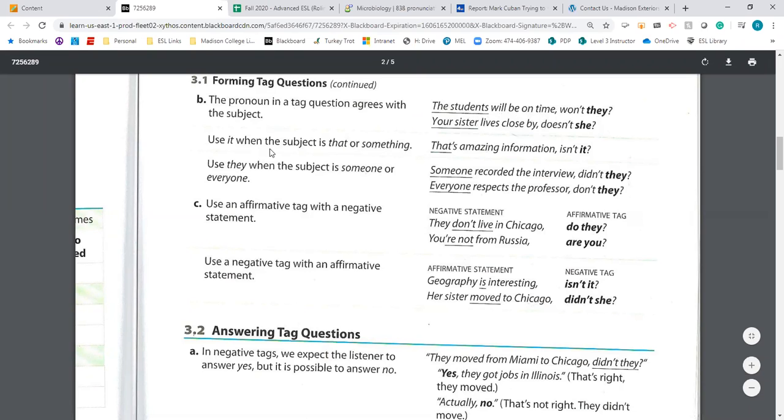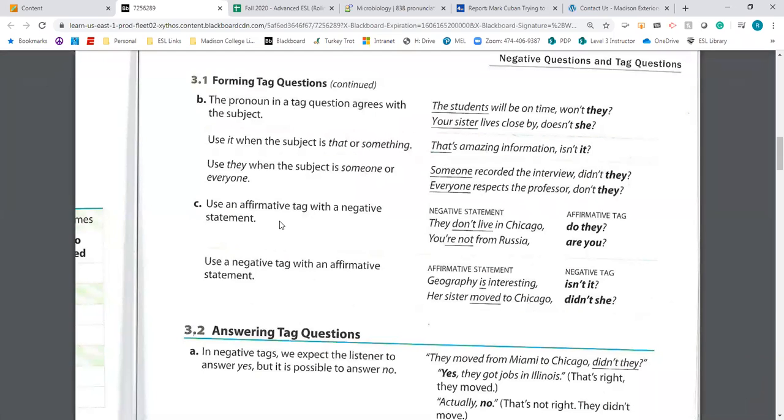We have to use it when the subject is that or something, okay? That's amazing information, isn't it? Also, use they when the subject is someone or everyone, because those are indefinite pronouns, and so we use they. We don't know if it's he or she, okay?